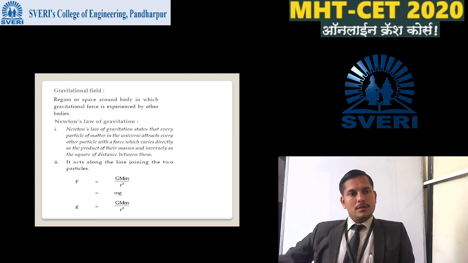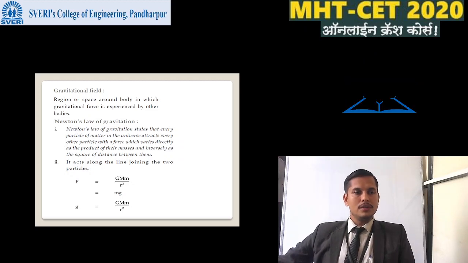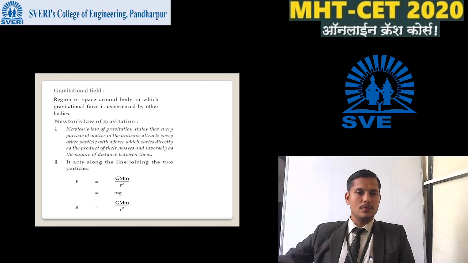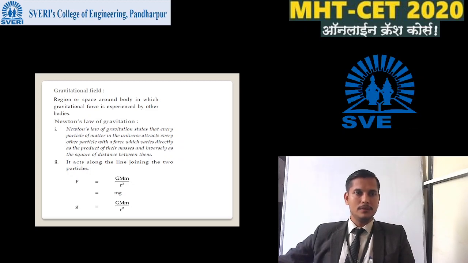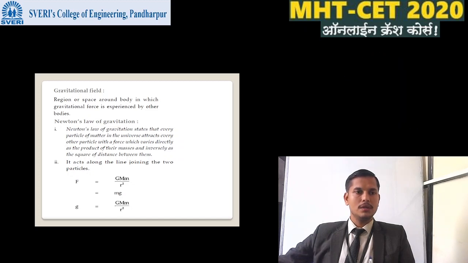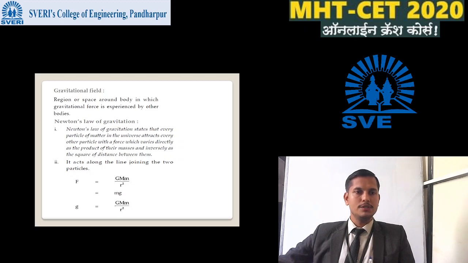In this topic, if we consider different points, it starts with Newton's law of gravitation. One by one we have to cover these points. So let us start with some definitions. First is gravitational field. What is meant by gravitational field? A region or space around a body in which gravitational force is experienced by other bodies is called a gravitational field.